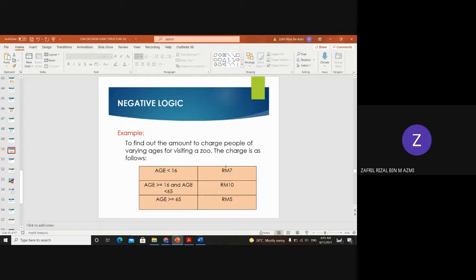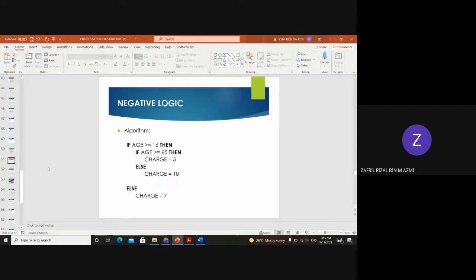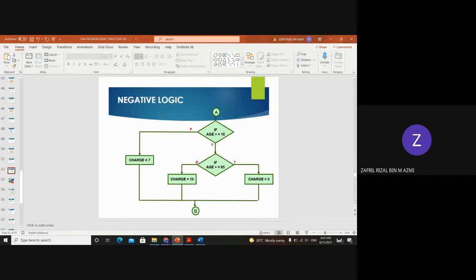Okay, so we use the same example. Now we write it in the form of negative logic. Let's look at the flowchart first. The flowchart is like this. If it is false, it will have statements. In positive, false, we have a statement; true, we have a statement, and false, we go to another decision. But this is opposite. If it is true, it will re-enter the next decision. Okay, that's the difference.